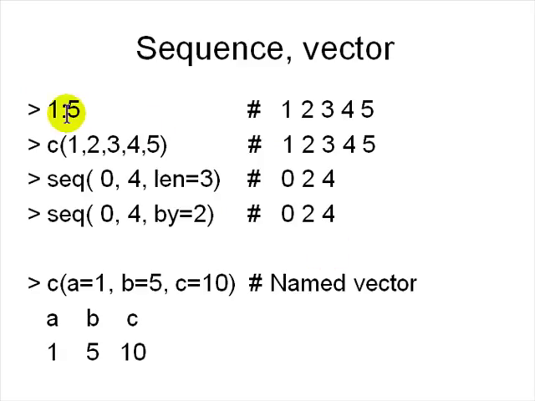And 1 to 5 you could write like this, c(1, 2, 3, 4), or you could use seq. Seq is a function which starts from 0, ends at 4, and the length of the sequence is 3, so three numbers are there. Or a sequence from 0 to 4 incremented by 2 every time. You can even name the elements of the vector: a equal to 1, b equal to 5, c equal to 10. It's a named vector.